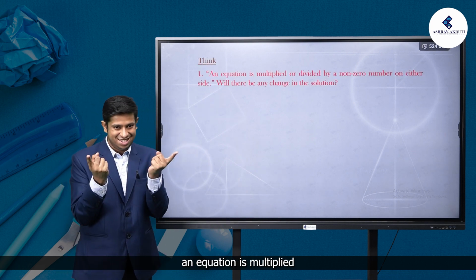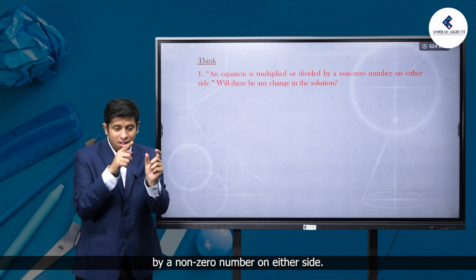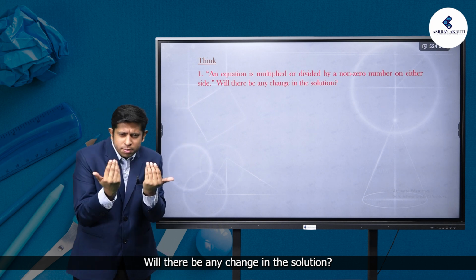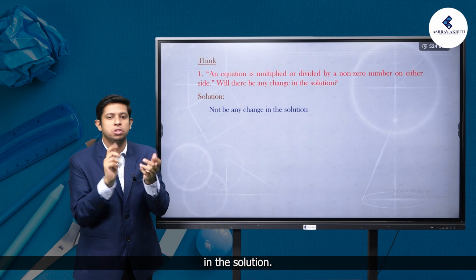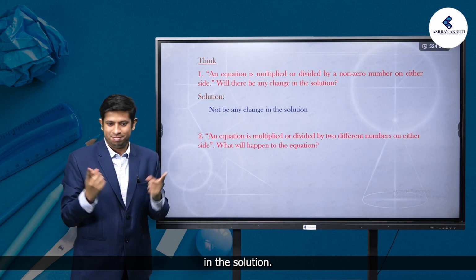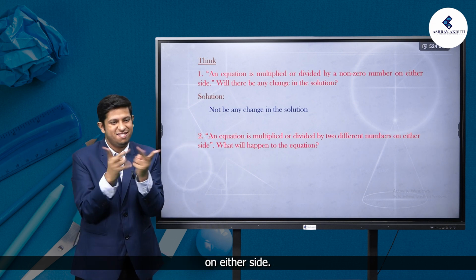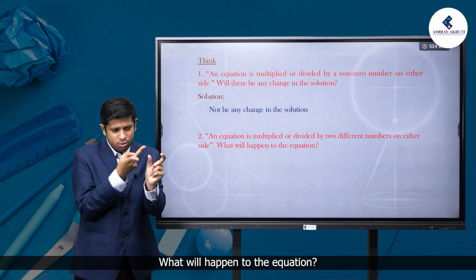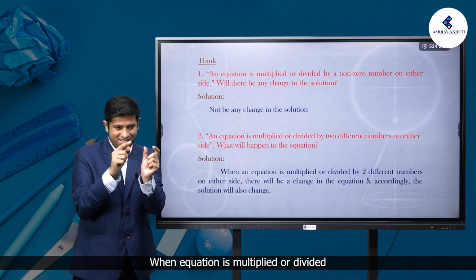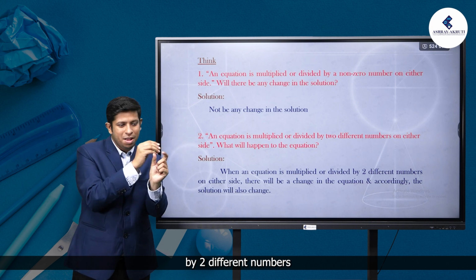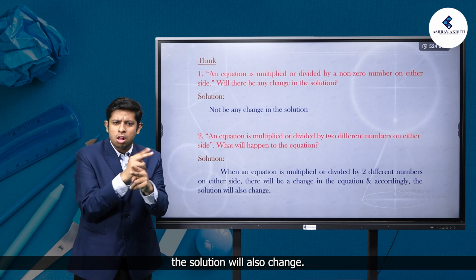Think. If an equation is multiplied or divided by a non-zero number on either side, will there be any change in the solution? Solution. There will not be any change in the solution. If an equation is multiplied or divided by two different numbers on either side, what will happen to the equation? Solution. When an equation is multiplied or divided by two different numbers on either side, there will be a change in the equation and accordingly the solution will also change.